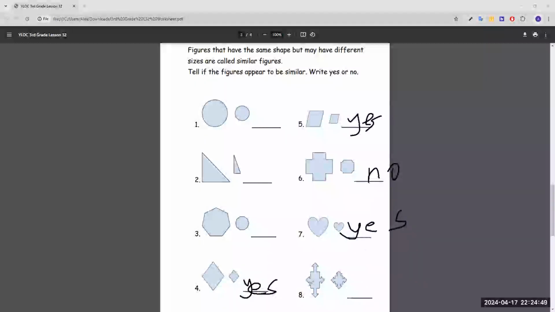Number eight. Okay, so we can see here that the rectangle is longer and the arrows are also longer. But on the right hand figure, all the arrows are the same size. But on the left hand figure, the ones going up and down are longer, so they are not the same figure. And that's all I'm gonna do for today.